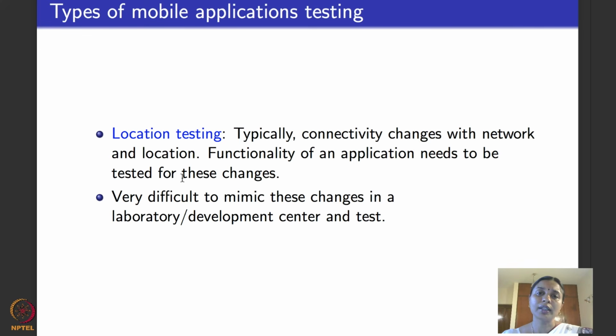The problem with this kind of testing is that it's very difficult, while you're developing an app inside your organization, to recreate this kind of scenario to test it. Typically this happens when you're traveling, when signals drop and signals come back for various reasons. If you're sitting in your testing lab, imagine how difficult it will be to recreate a sudden drop of signals, sudden picking up of signals. So one of the difficulties people face in location testing is that they may not be able to accurately mimic the change in location or network signal within the laboratory or development center and test.